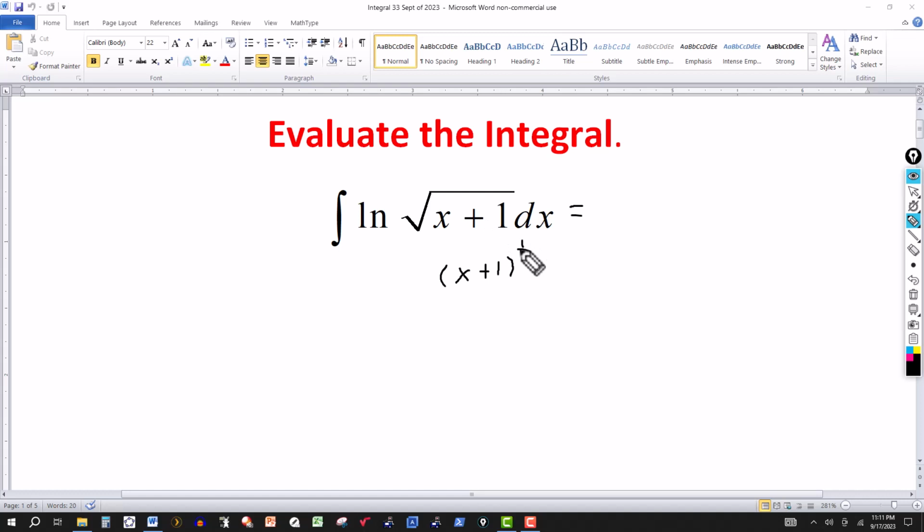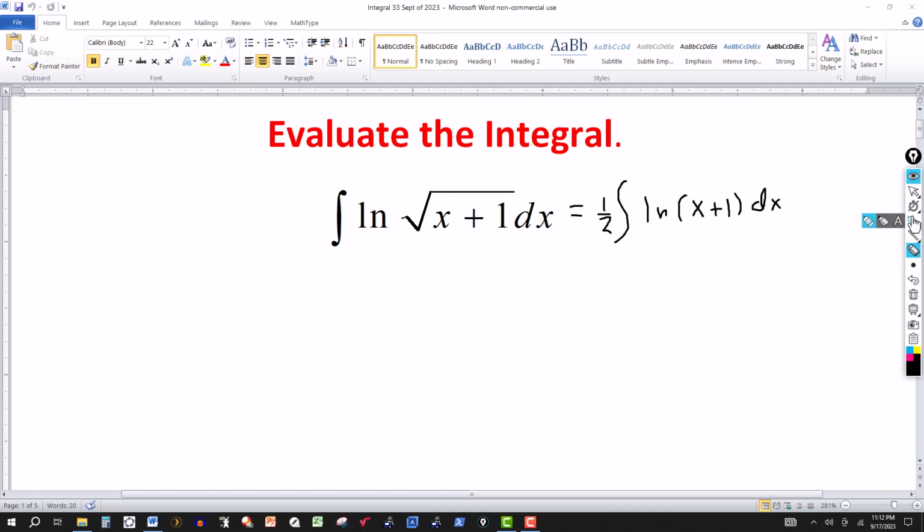And there's a property of logs that allows you to bring that exponent out in front of the log. So this becomes the natural log. I don't have the radical or the exponent now, it's just x plus 1, in parentheses. The 1/2 power comes out in front of the log, and because it's a constant, I can bring it outside the integral and write it here. This is dx.